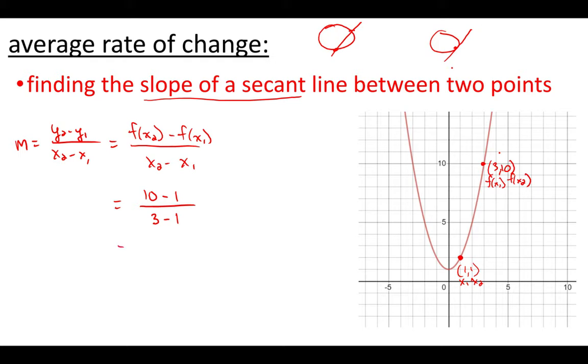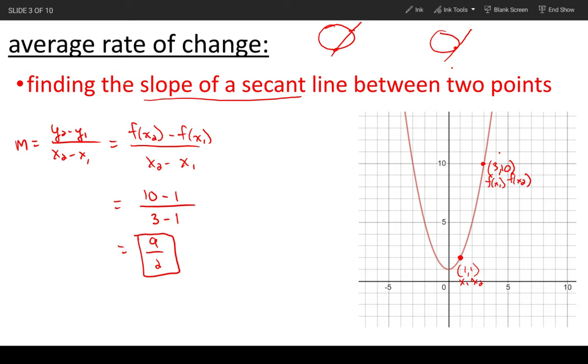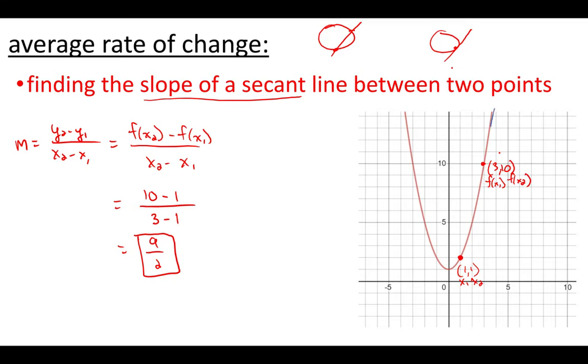All right, and then we would just do 10 minus 1, which is 9, and 3 minus 1, which is 2, so it would be 9 over 2. That would be the slope of the secant line between those 2 points. In other words, if I were to draw a straight line connecting these 2 points, I'm not going to be perfect, but like that, the slope of that line would be 9 over 2 or 4.5.